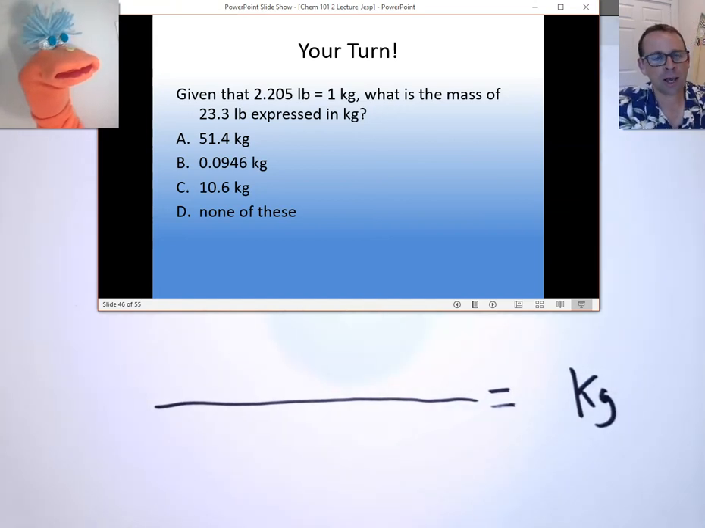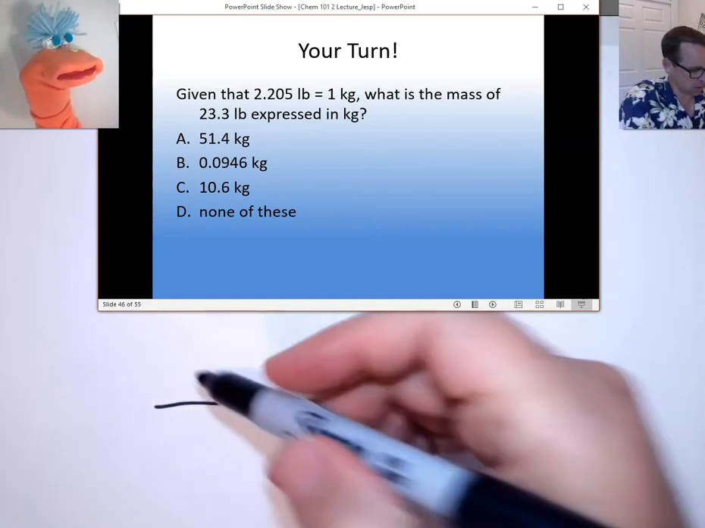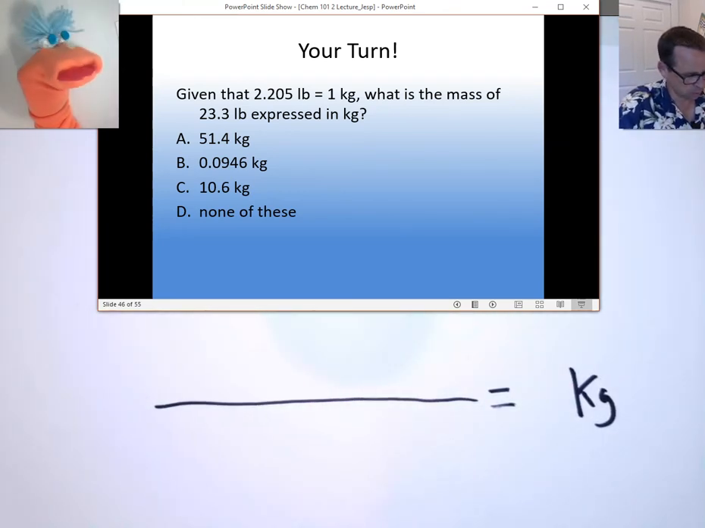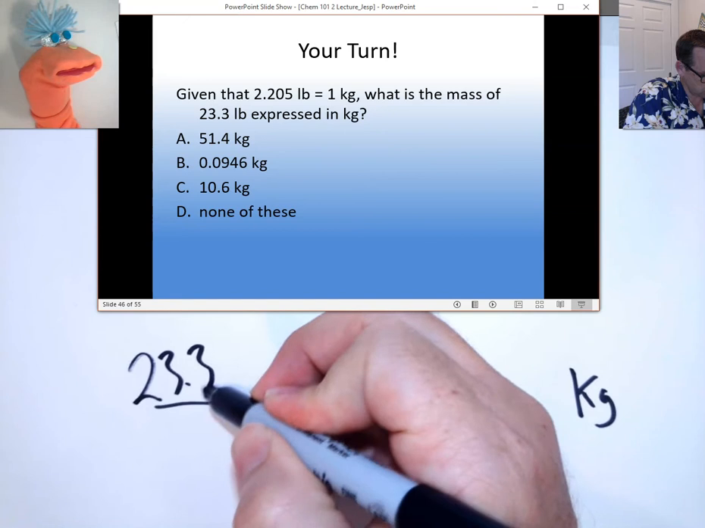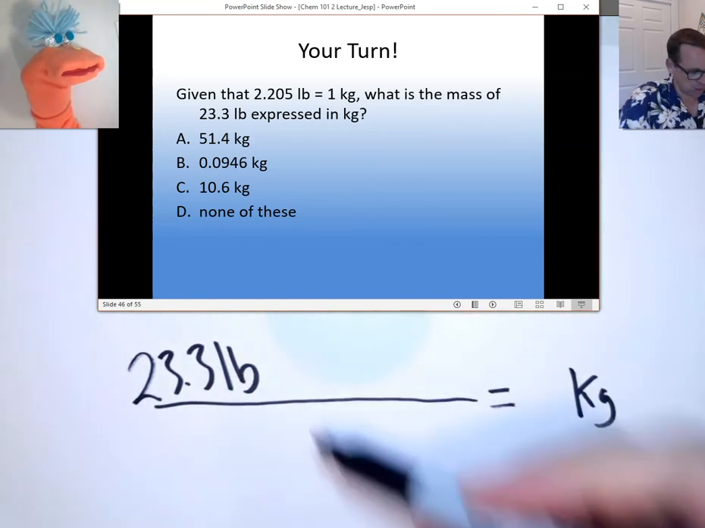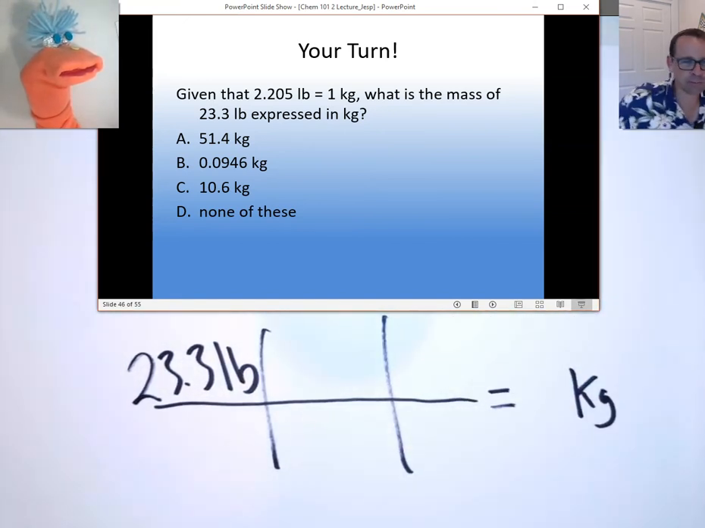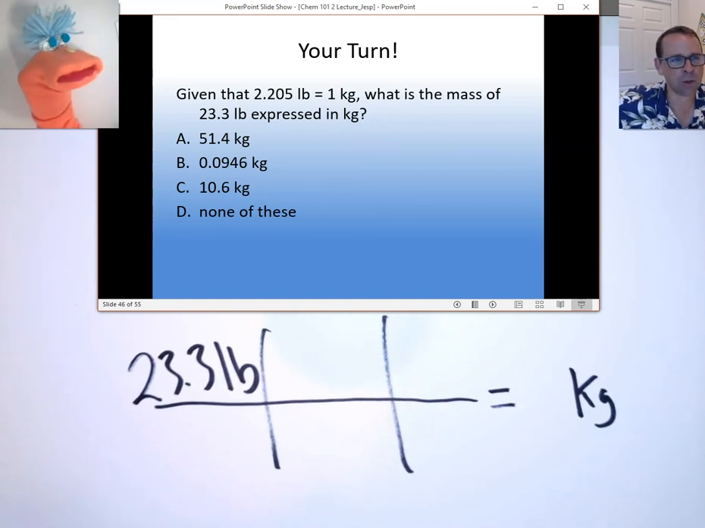Very good. Now, what do I start with at my top left here? You start with what they gave you. So you start with 23.3 pounds. Very good. 23.3 pounds. And now I use a conversion factor here. Do I know how many pounds per kilogram? Yeah, they gave that to us. 2.205 pounds per kilogram. All right.